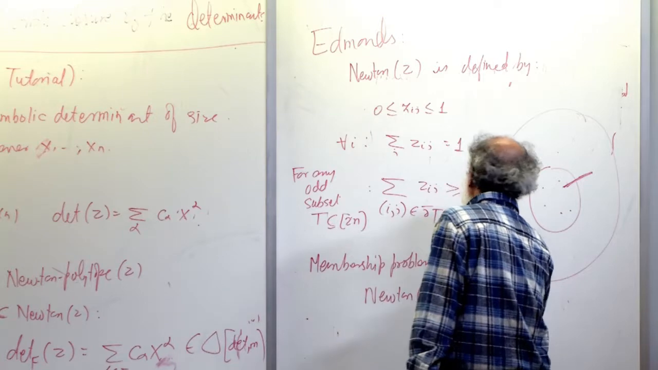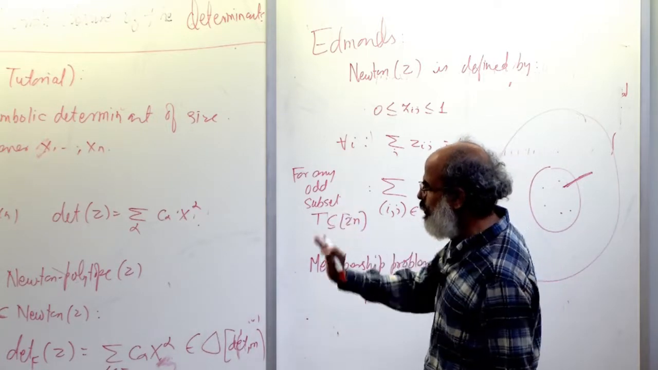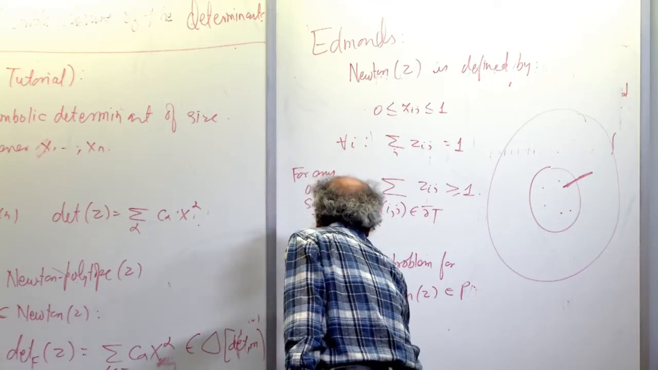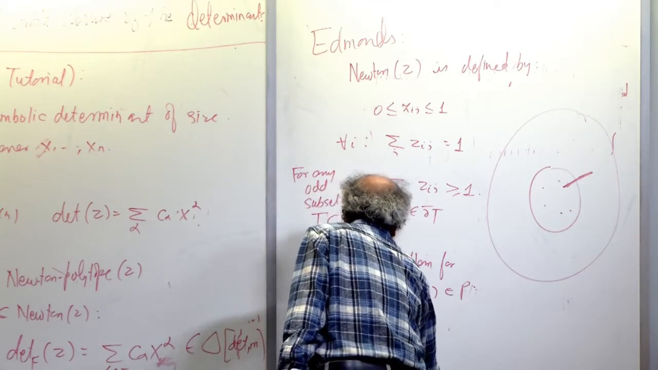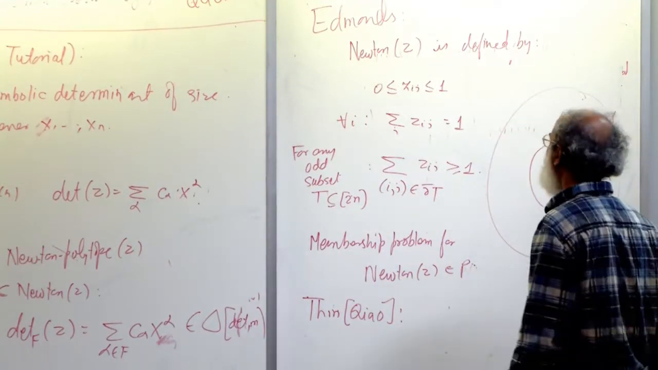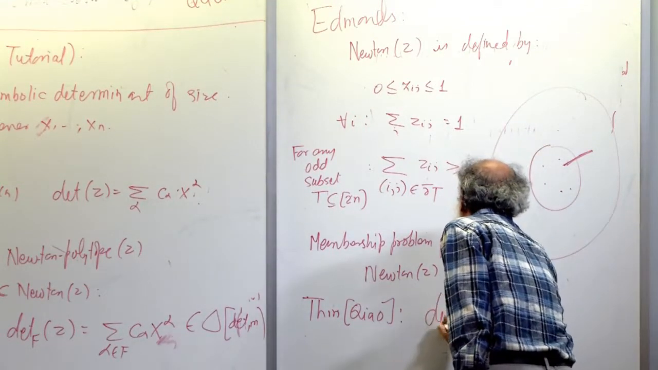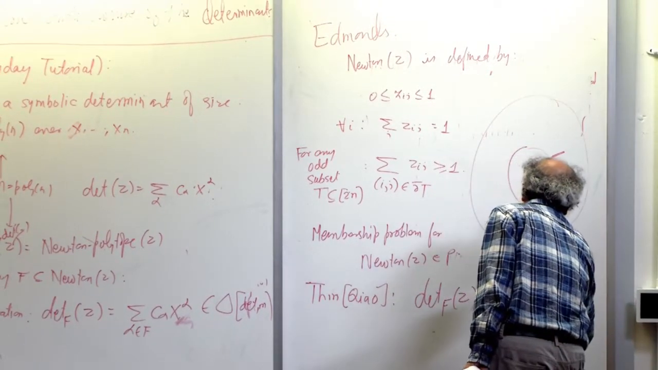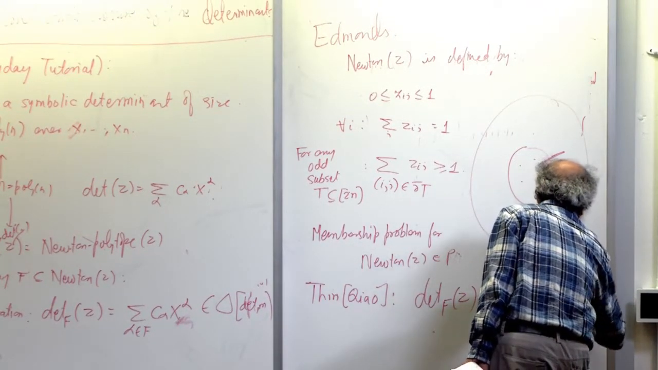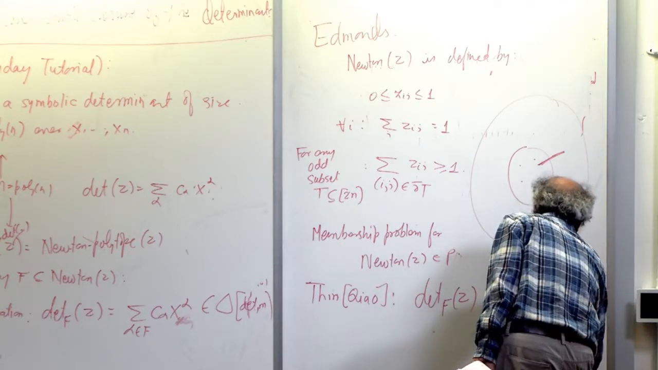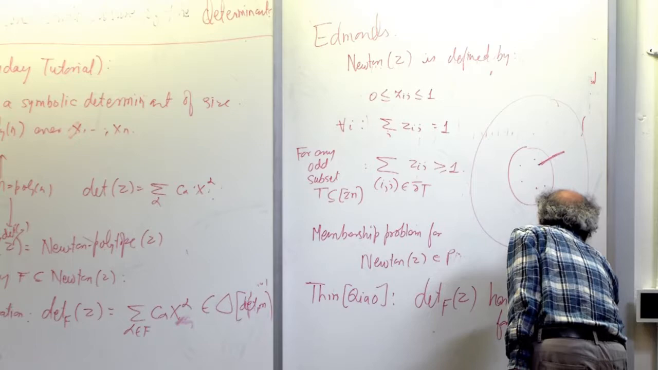And now what Kiao has shown, this is the theorem of Kiao, is that in that case the Newton degeneration has a miraculous description, from which it follows that the determinant of Fz has a small circuit for every F in the Newton polytope.